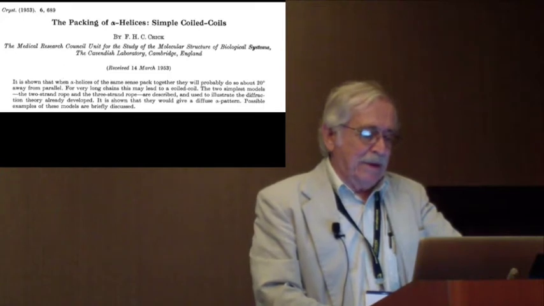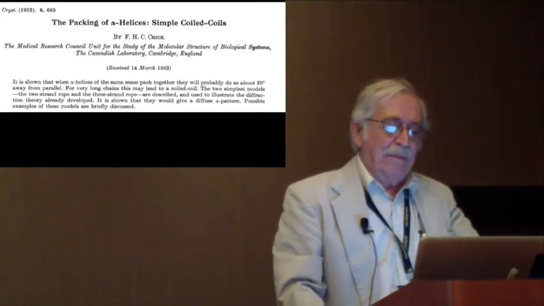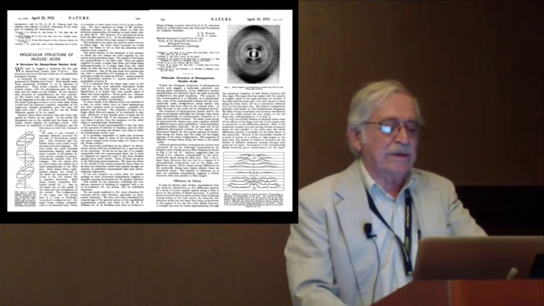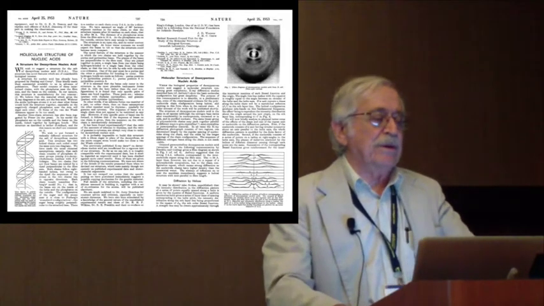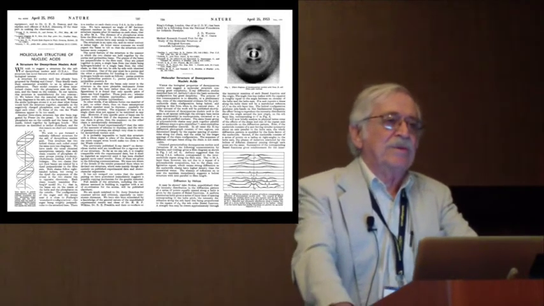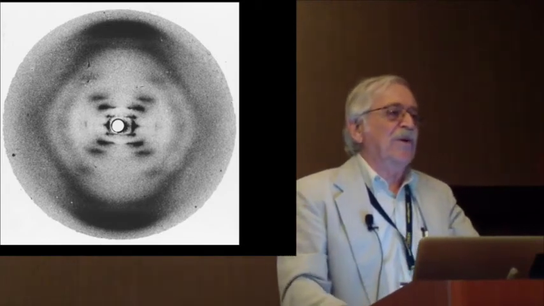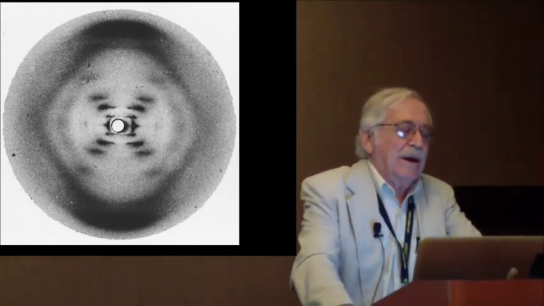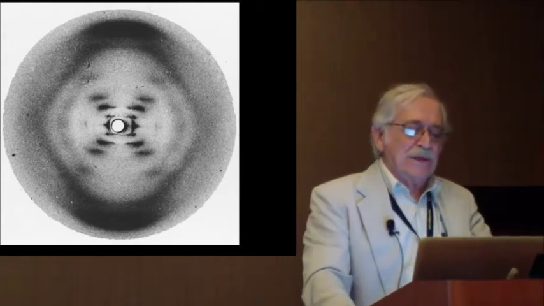This paper was submitted on the 14th of March 1953, and on the 2nd of April, 19 days later, this bombshell paper by Crick and Watson on the structure of DNA appeared in Nature. And of course, I'm sure probably everybody knows nowadays that the solution to the double helix was Rosalind Franklin's photograph 51. But with the coil, there was no photograph 51. Francis Crick had calculated his own photograph 51, and it took another 8 years before that pattern actually saw the light of day.